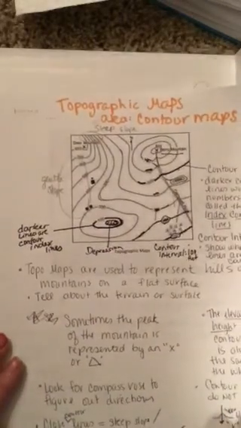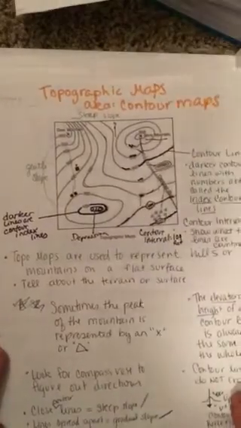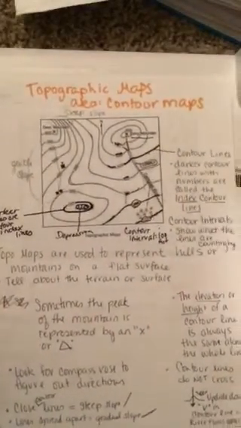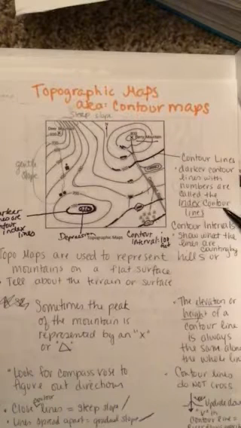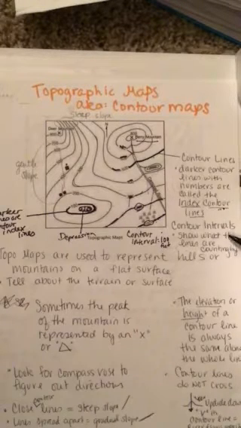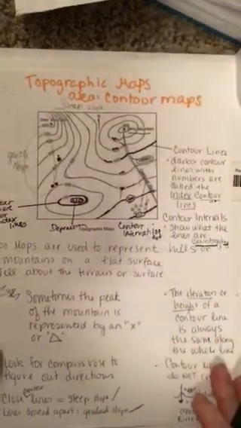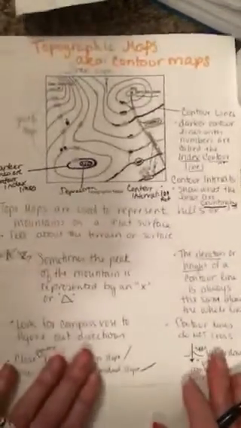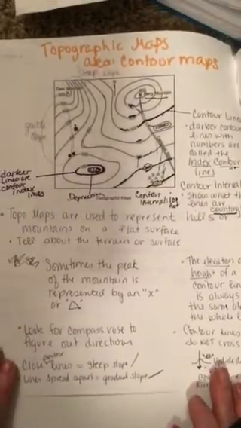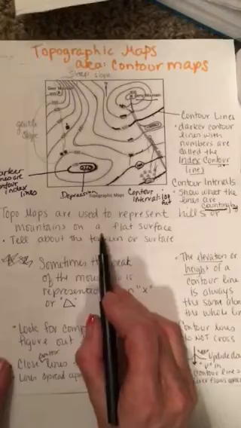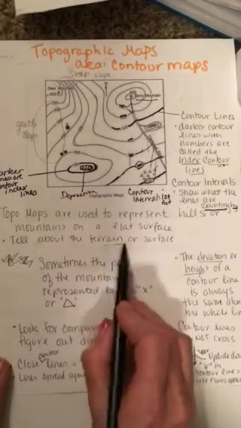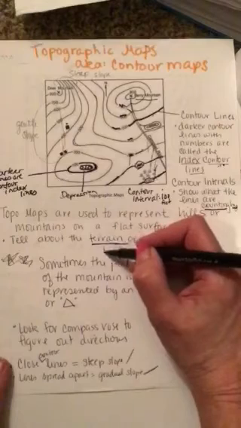So let's go through the notes first and we'll dissect this map a little bit more. So we know the contour index lines are the darker ones that have a number usually associated with it. Most of them only have those numbers on those lines. The contour interval means what it's counting by. So what are the lines counting by? Is it 10s, 20s, is it 30s? They are used to represent hills or mountains on a flat surface, and they tell about the terrain or landscape of that area.